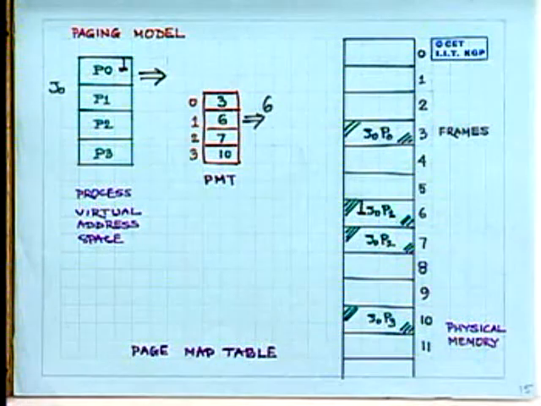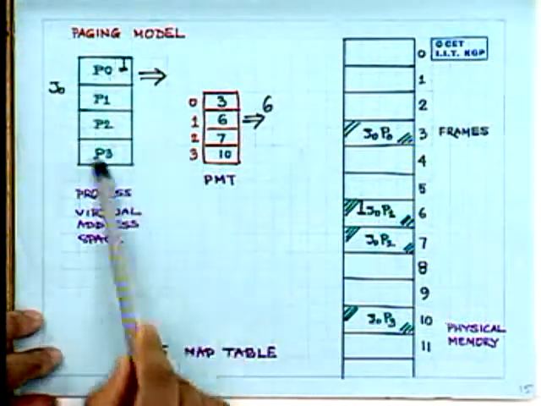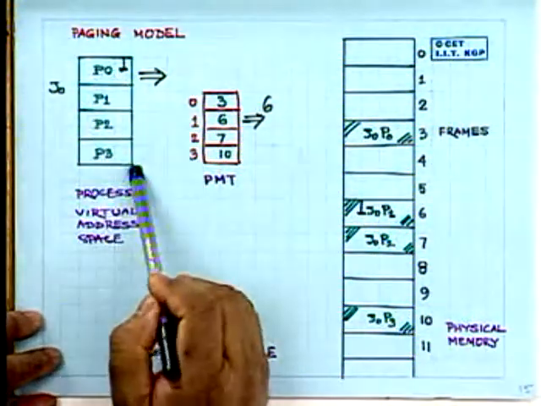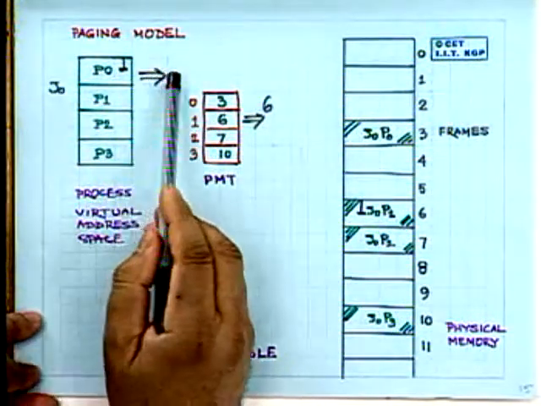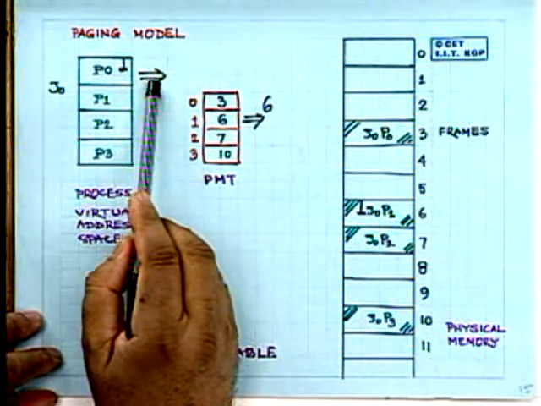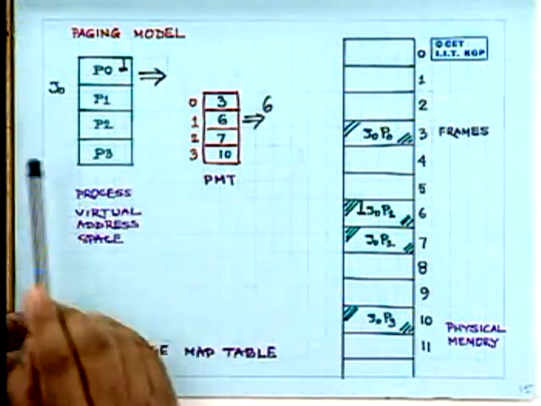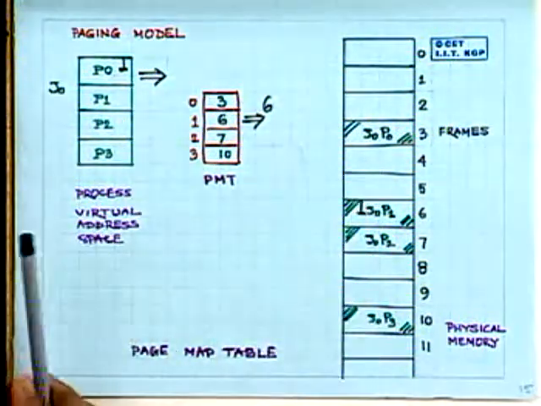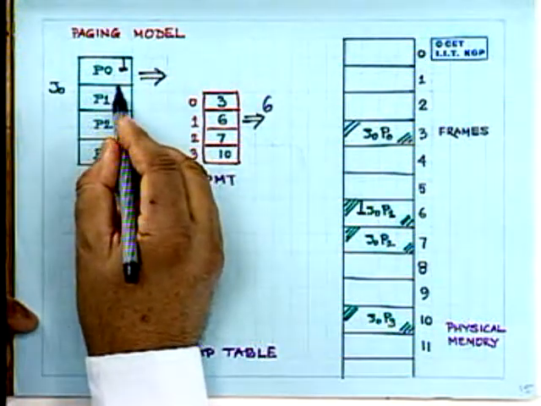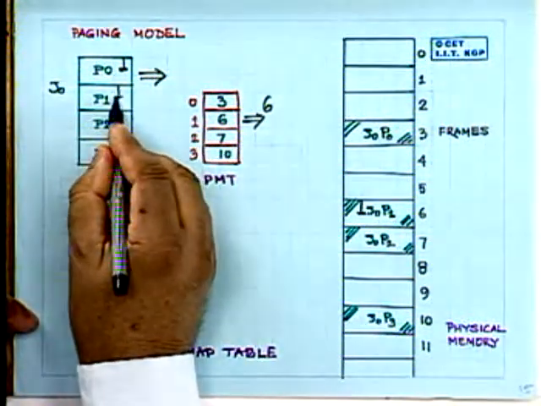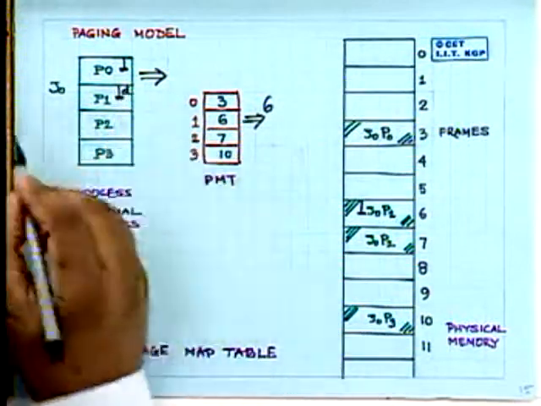Let me repeat once more. Here is the process virtual address. Whatever address the CPU generates consists of two components now, okay? A page number and then a page offset, okay? Now, say a virtual address is generated in page number 1, okay, with an offset of say D.